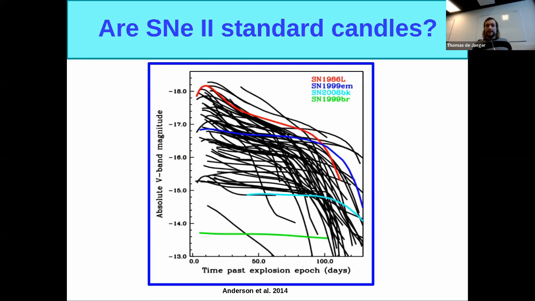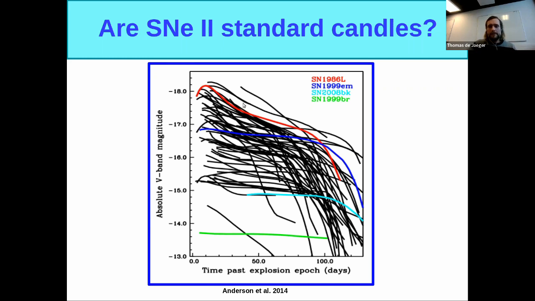But yeah, the big question is: are type 2s standard candles? So here you can see the absolute magnitude in the V band versus time. So you can see how the light evolves with time. This is more than 100 type 2 light curves from the paper by Anderson et al. 2014. And you can see the big range in magnitude, almost 3 magnitudes of dispersion. So here you have like truck, car, bike, you have everything. So you cannot use them to measure distances.